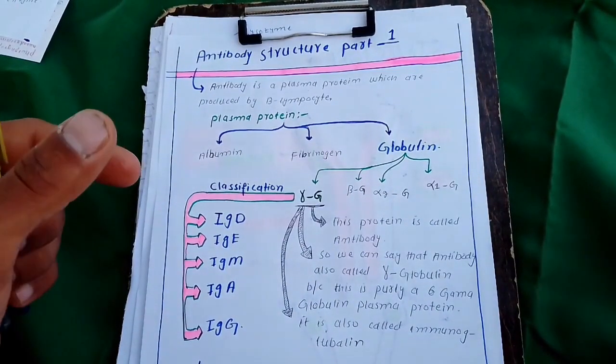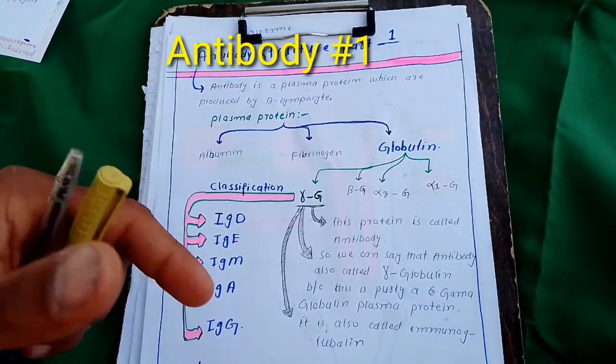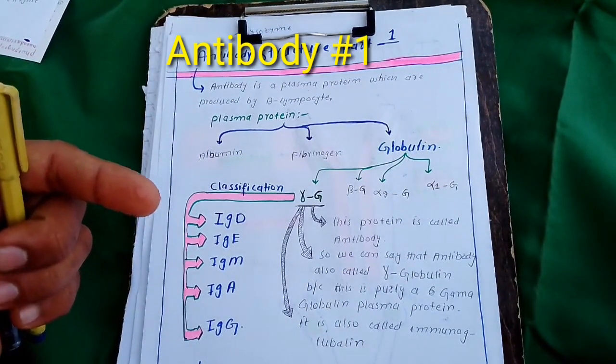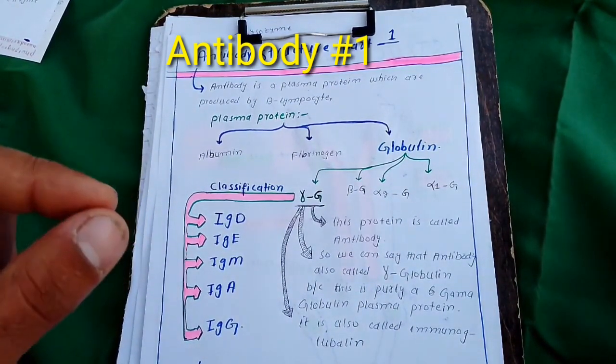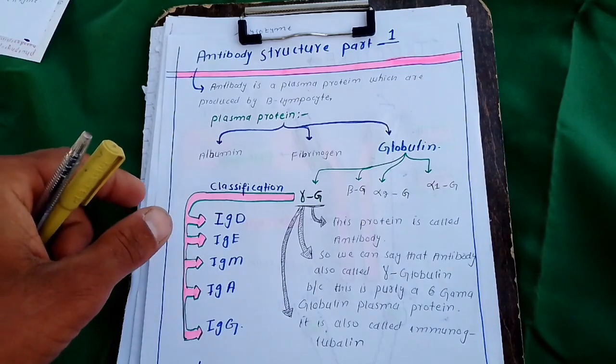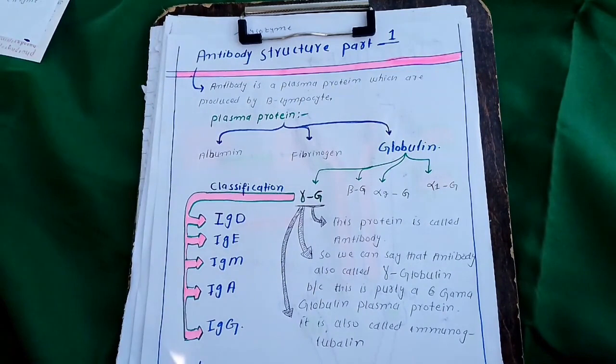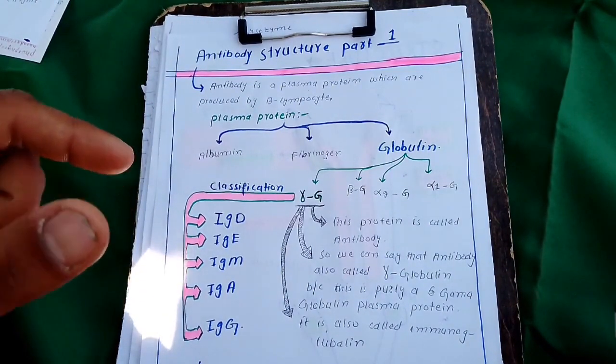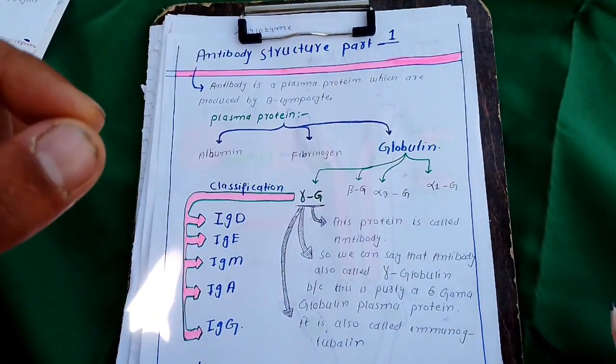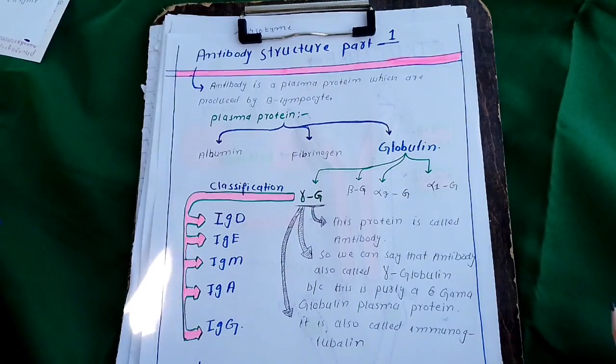Right. Today we are going to talk about antibody. What is antibody? Antibody is a plasma protein which is produced by the B lymphocyte.